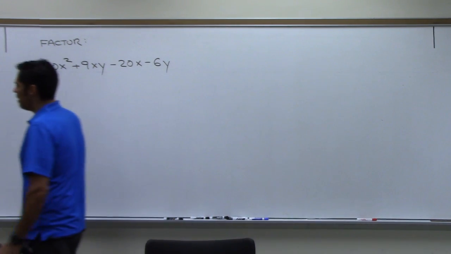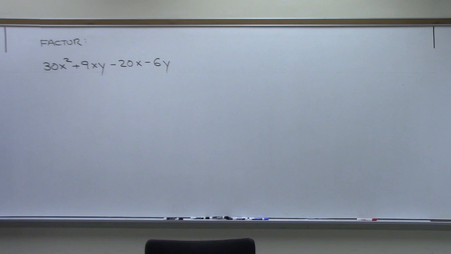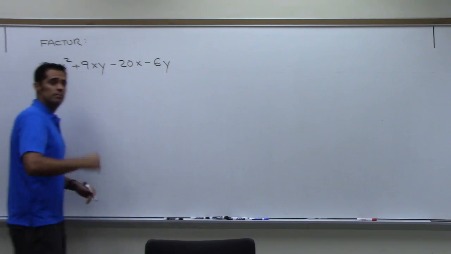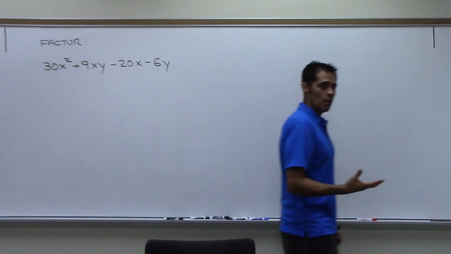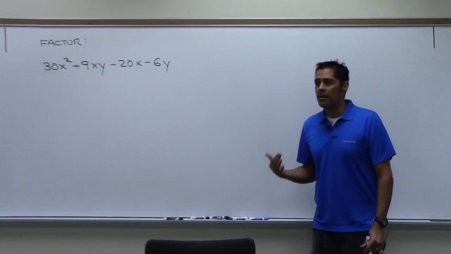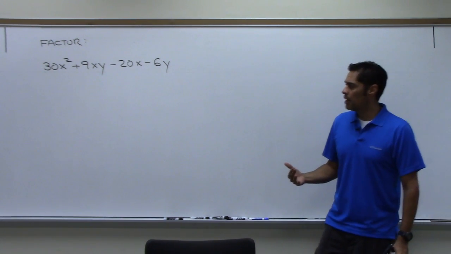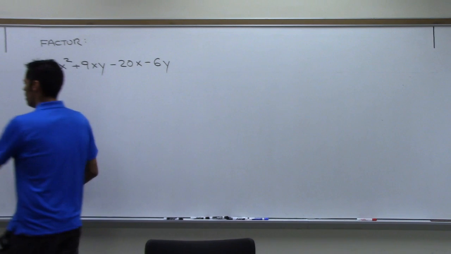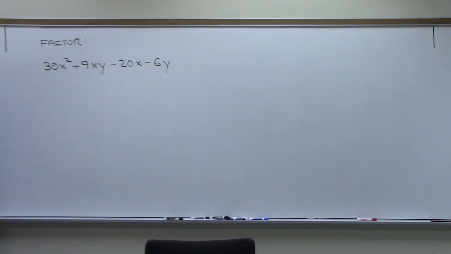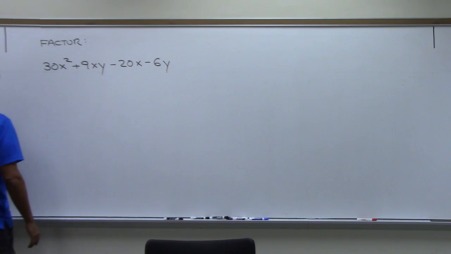All right, so the next thing that we do is we ask ourselves, how many terms do we have? Well, how many terms do we have? 4. And whenever we see 4, we're going to try grouping, right? So I'm going to put that under here. If 4, then try grouping.